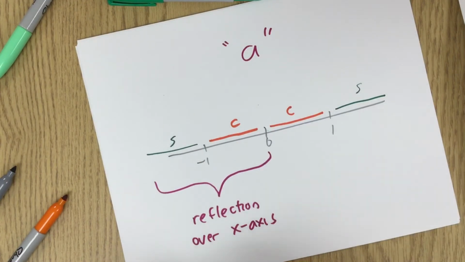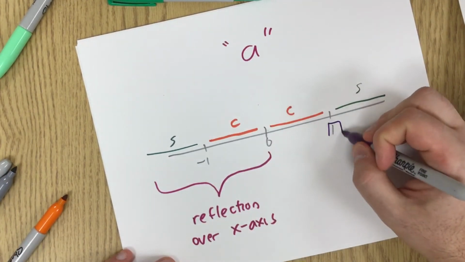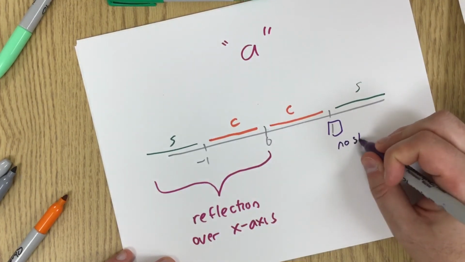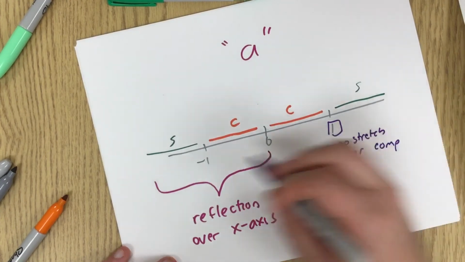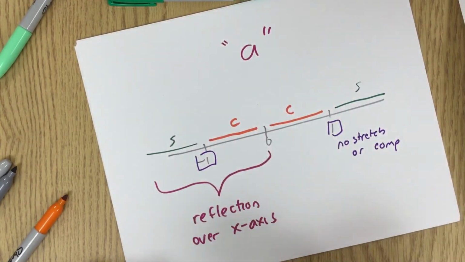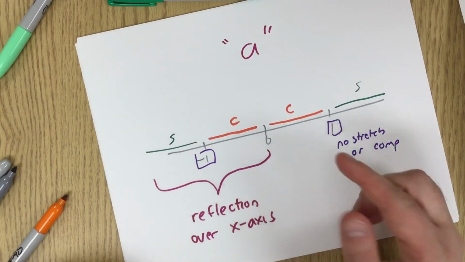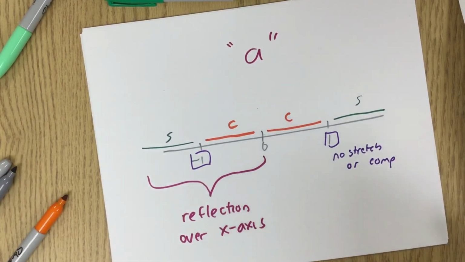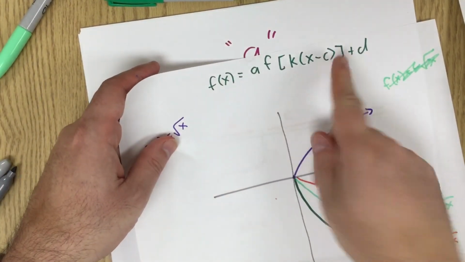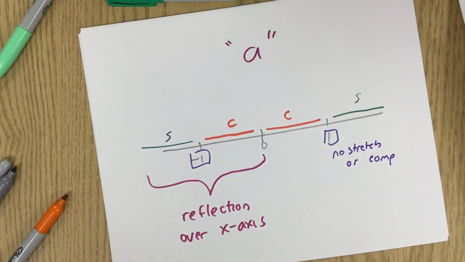And if it's exactly 1, then there's no stretch or compression. Same thing with -1, also no stretch or compression. And if A is 0, you actually don't have a graph. It's been destroyed because it's going to be 0 times all of this, which is actually a line and kind of boring.